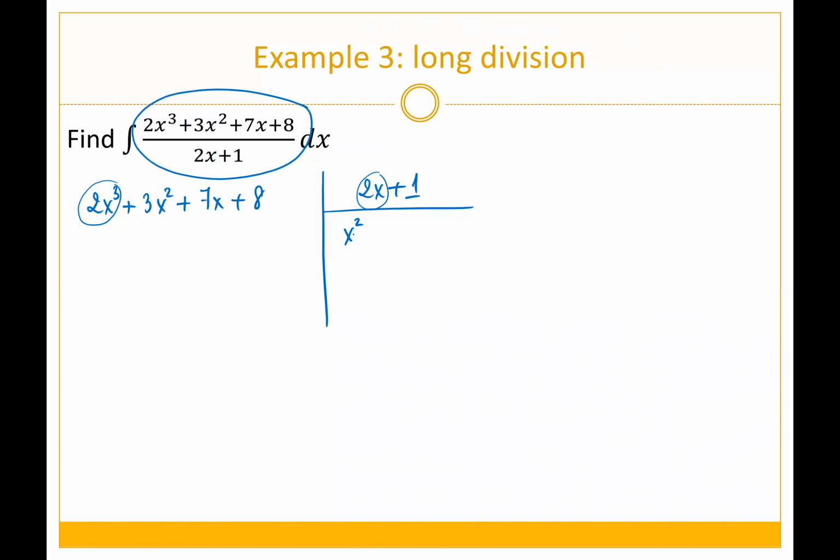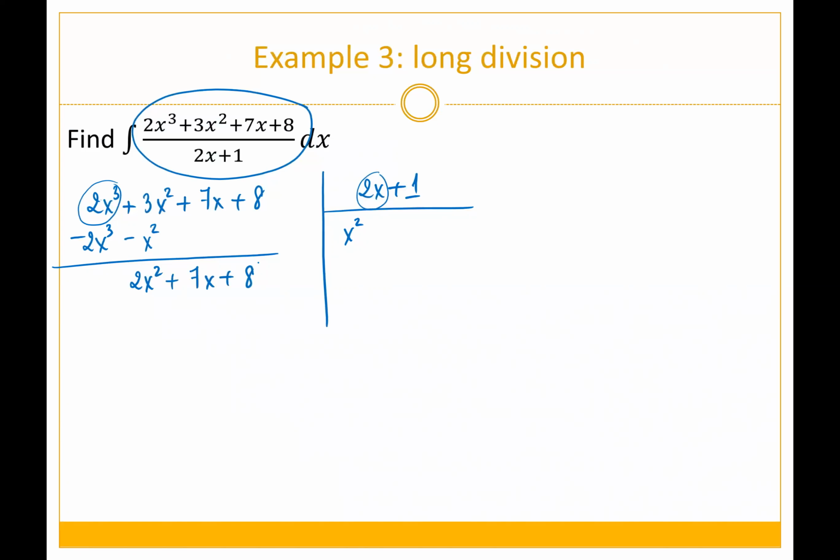What you're going to do now is that you have x squared. You're going to multiply by 2x to see what we have left. So x squared multiplied by 2x is 2x cubed, and you subtract that. You do the same thing with 1. x squared multiplied by 1 is x squared. If you move it over here, you change the sign. So what we have here is 2x squared plus 7x plus 8, from this minus this.